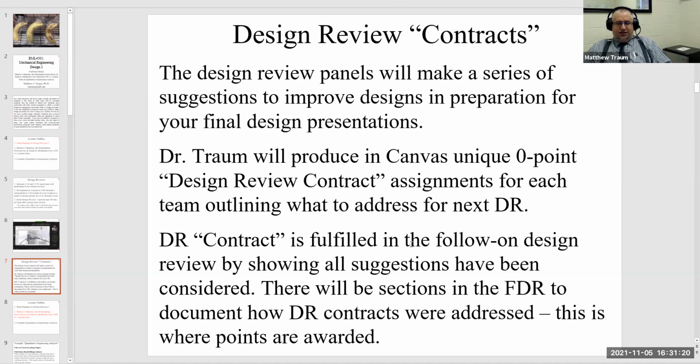But do just summarize in those paragraphs how you address the input from the design review and how it informs the final form of your heliostat product. And within the context of the FDR grade, there will be a subset of points allocated specifically for that section on how you fulfilled your design review contract. So that's ultimately how this assignment will be assessed. It'll be assessed in the overall context of the grading for your final design report.